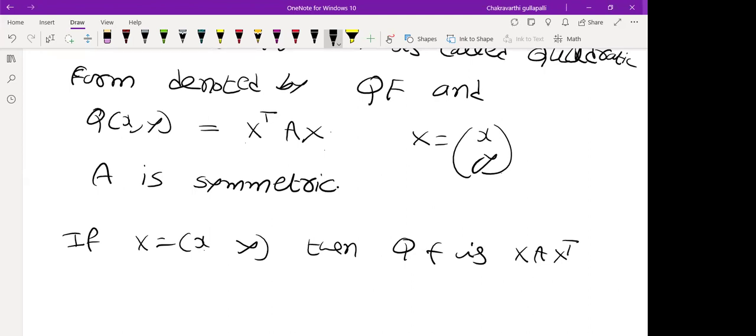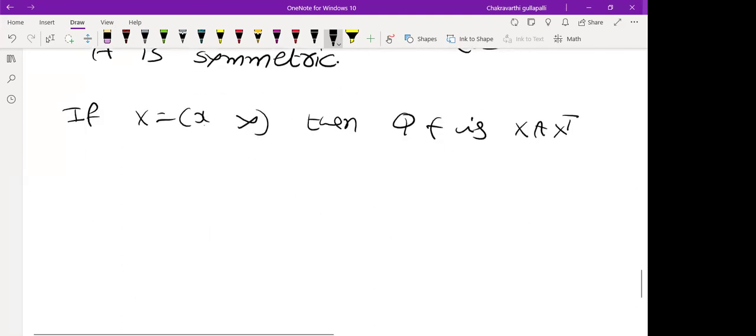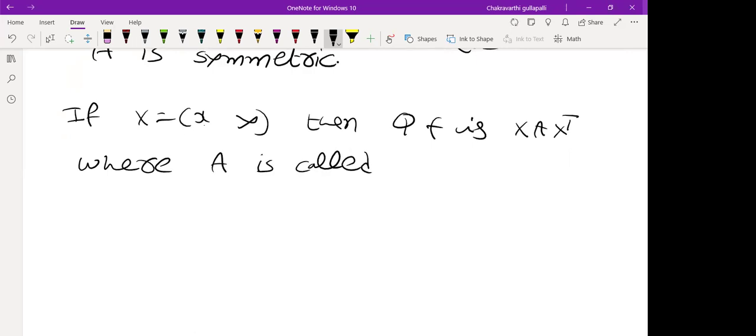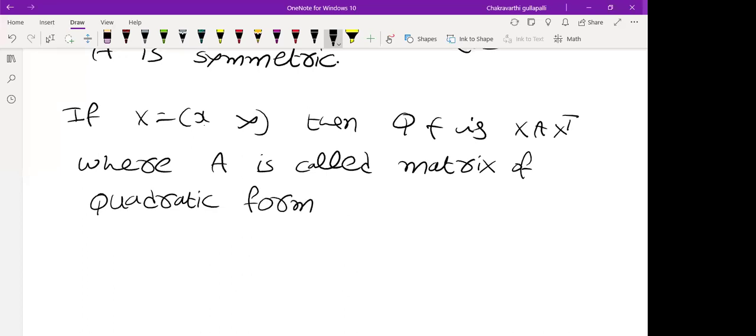Okay. Next. What is A called? Where A is the symmetric matrix, A is called the matrix of quadratic form. Where the symmetric matrix A is called matrix of quadratic form. Then how to write? Let us see.